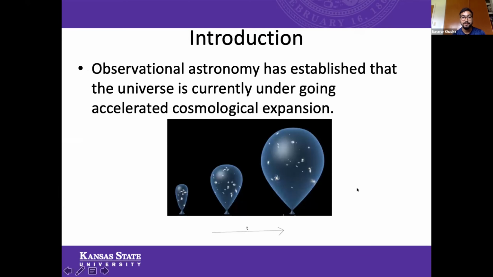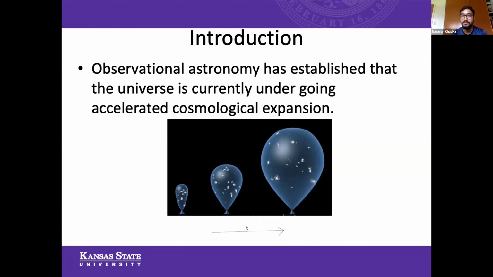So this can be clear from this picture. If this arrow represents the forward direction of time, then in the past our universe had a smaller size, and with increasing time its size increases. The expansion rate is also increasing. That's why we say that our universe is under accelerated cosmological expansion. And this expansion can be explained by using general relativistic cosmological models if we include dark energy in them.